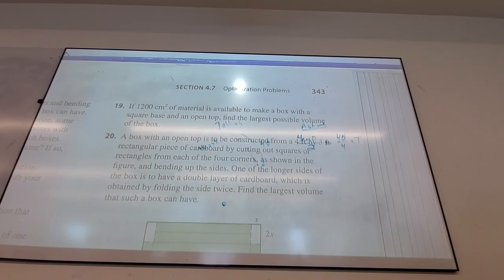So if you draw this, what dimensions does the base have? And how do I know? I'm asking you a question like I don't know, but yes you do.